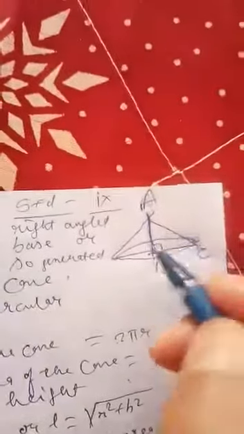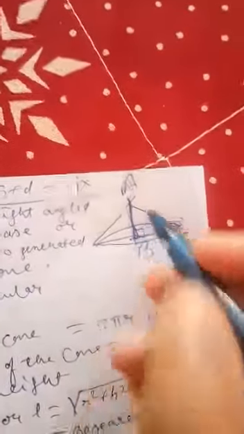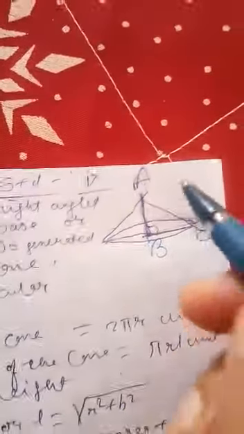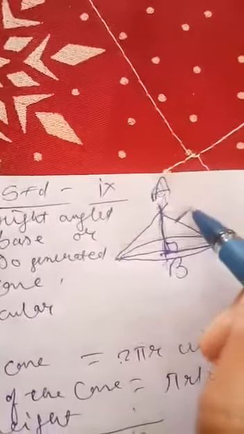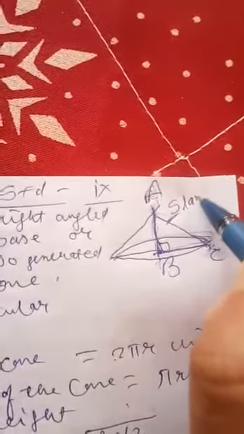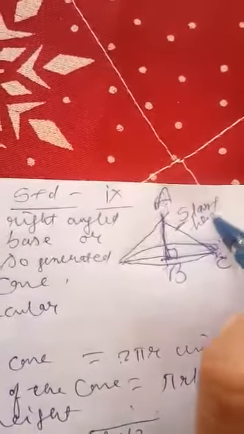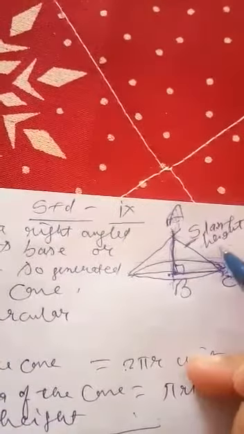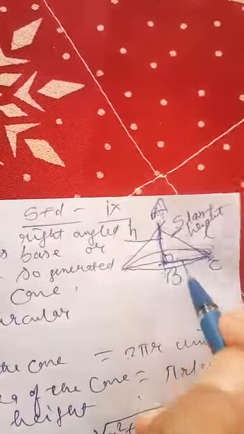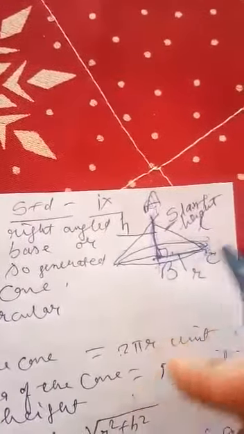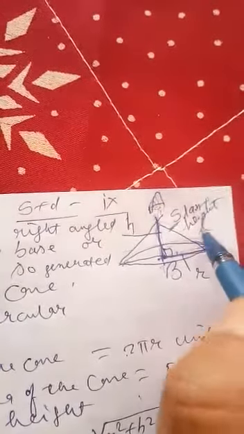Now dear students, this part is perpendicular and this part is base. So we can say this is hypotenuse, and this hypotenuse is known as slant height. That is denoted by L. And this is known as height, and this is known as radius, from here to here. So slant height is denoted by L, so L square is equal to h square plus r square.